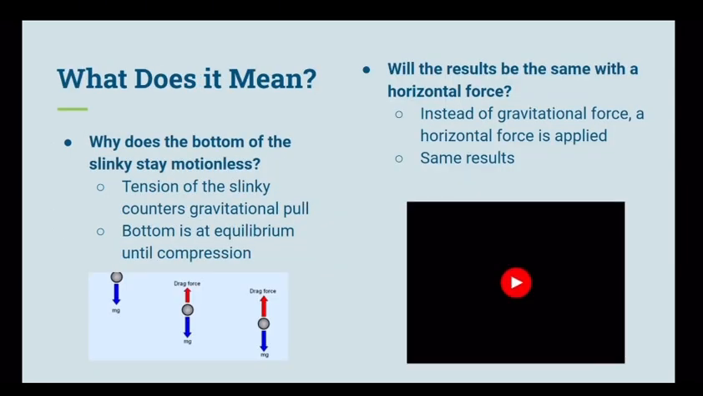The bottom of the slinky remains motionless because the tension from the stretched slinky counters the gravitational force pull, meaning the bottom is at equilibrium. Once the slinky compresses, the whole system falls together and the drag force acts on the system instead of the tension. Due to the slinky's weight, there is little drag force compared to objects such as paper balls that have more air resistance. If a slinky is horizontally stretched, gravity has no effect.